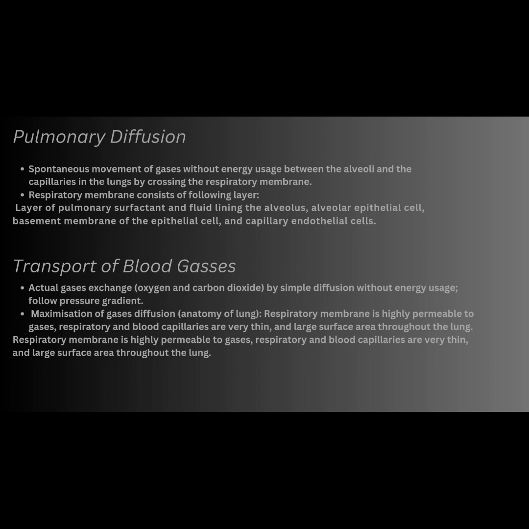Transport of blood gases is the actual gas exchange, which are oxygen and carbon dioxide, by simple diffusion without energy usage that follows the pressure gradient. The anatomy of the lung maximizes gas diffusion because the respiratory membrane is highly permeable to gases. The respiratory membrane and blood capillaries are very thin and have a large surface area throughout the lung.